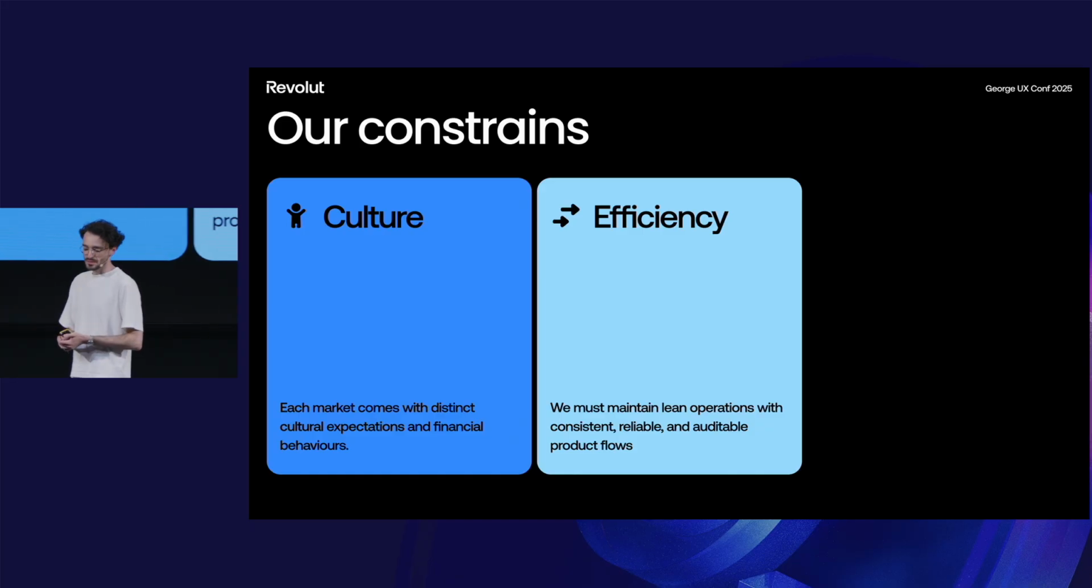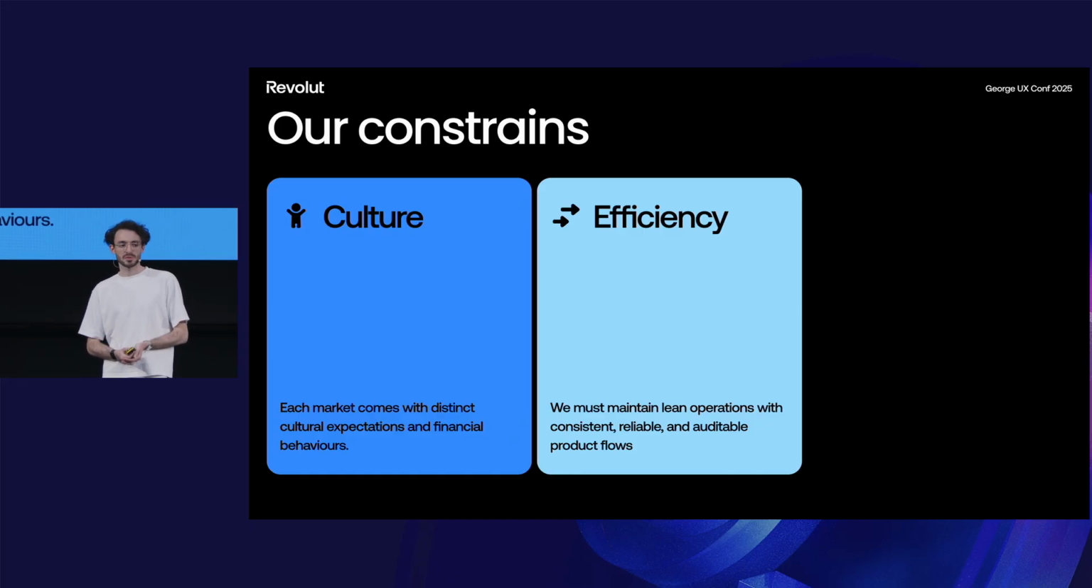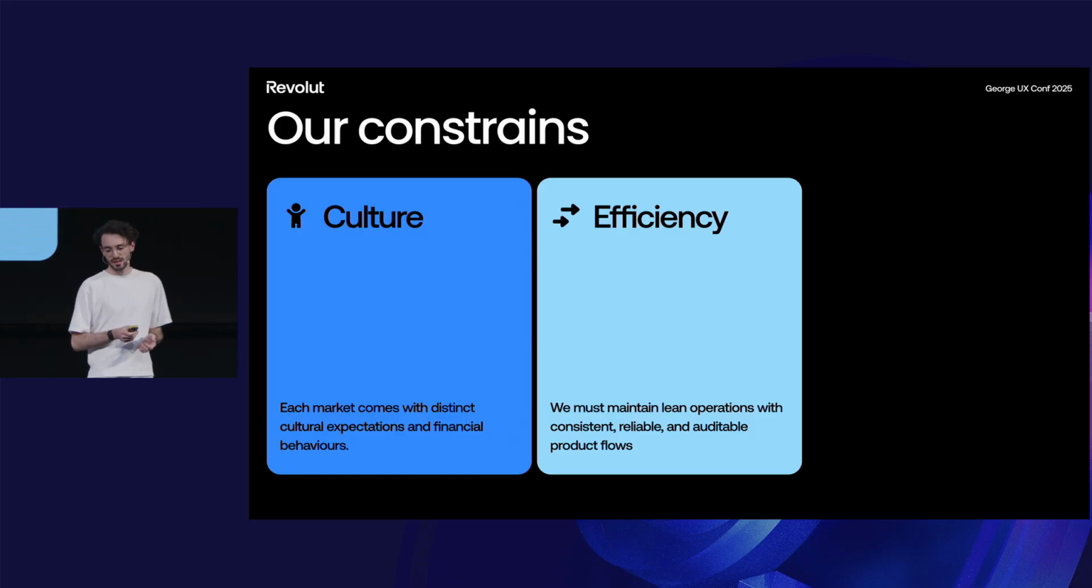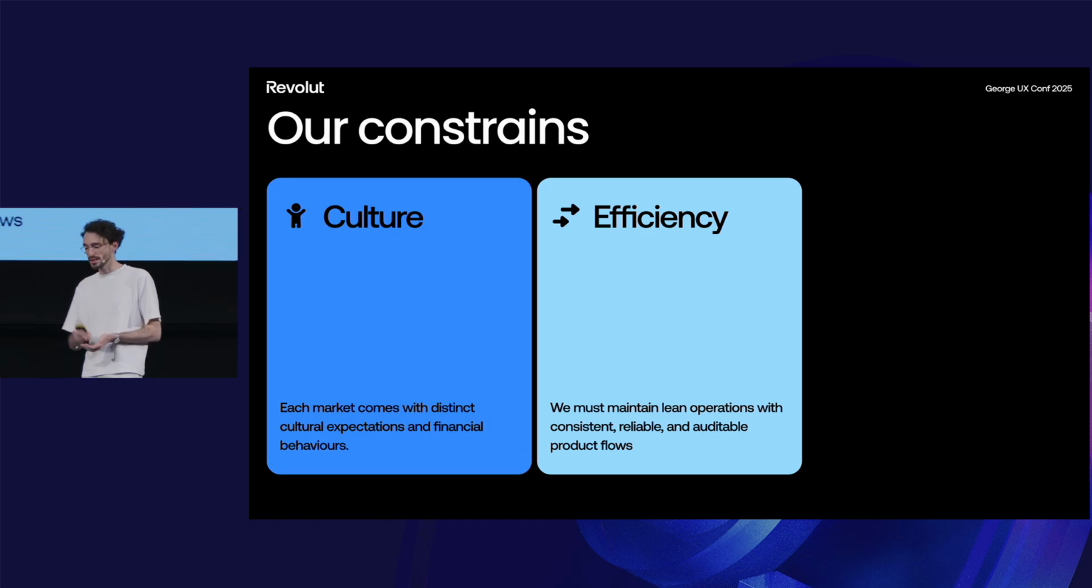On the company side, this one is more internal, we try to be as efficient as possible. There is no need for us to recreate the wheel again and again. Even though we have many markets, we don't want to have this many variations. So the idea is that we want to keep a very lean operation, being consistent, being reliable, and being easy to audit.